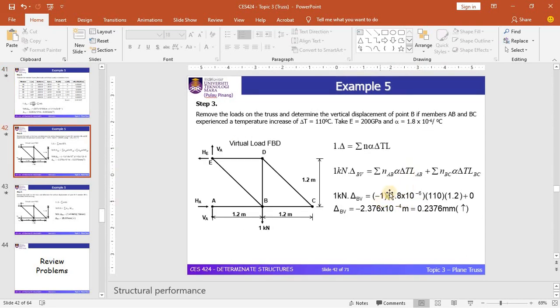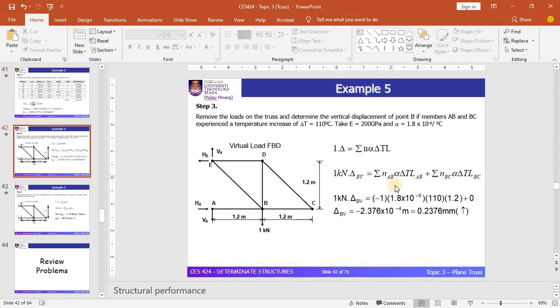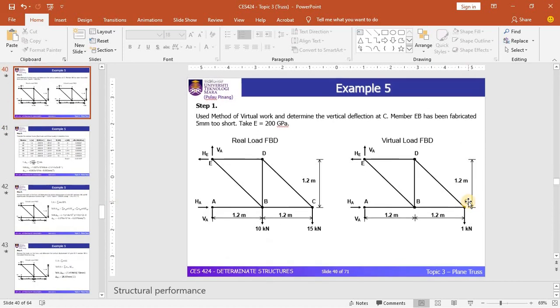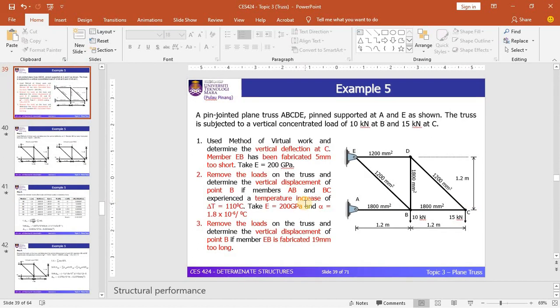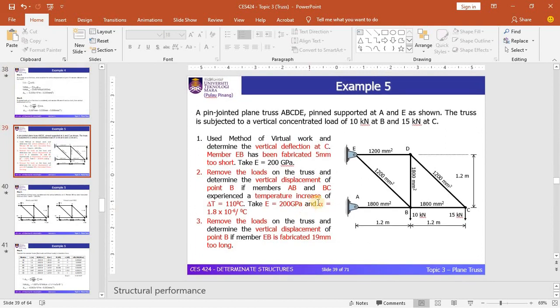So you can see that here, -1 for NAB. And NBC is equal to, okay, NBC is 0. Oh, sorry, I have made a mistake here.